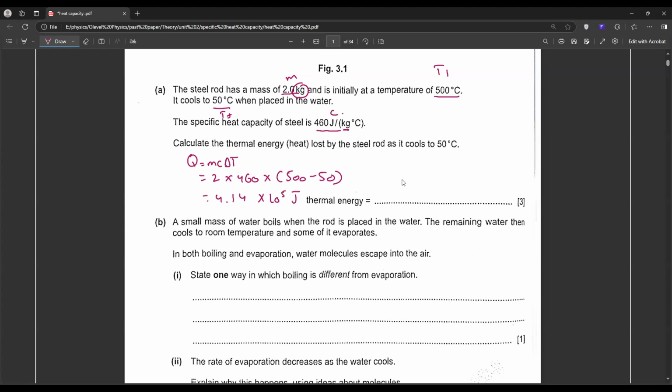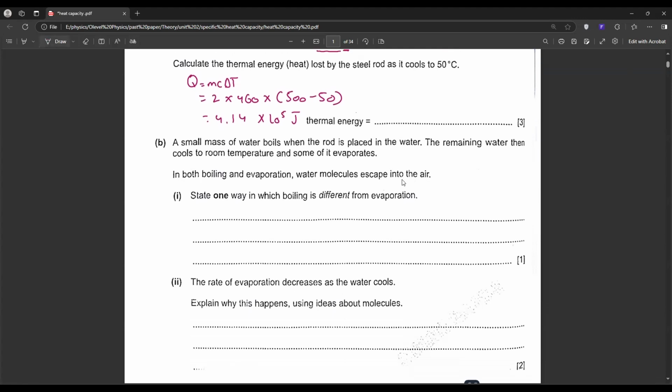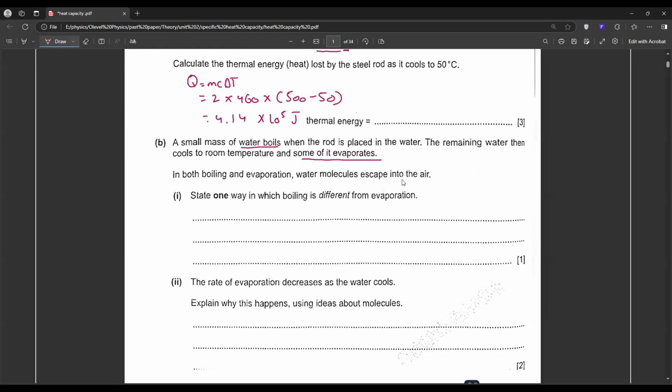Let's move on to the next question. A small mass of water boils when the rod is placed in the water. The remaining water then cools to room temperature and some of it evaporates. In both boiling and evaporation, water molecules escape into the air. State one way in which boiling is different from evaporation.